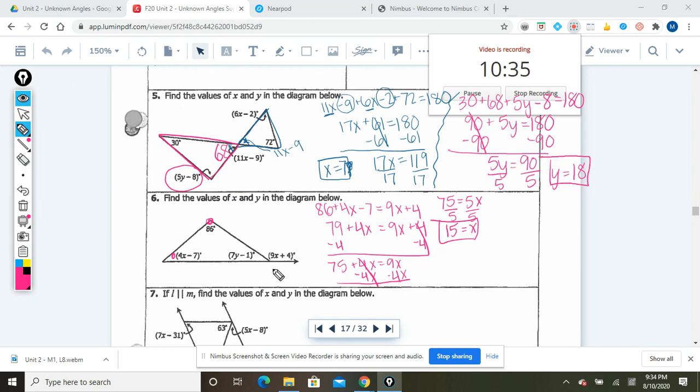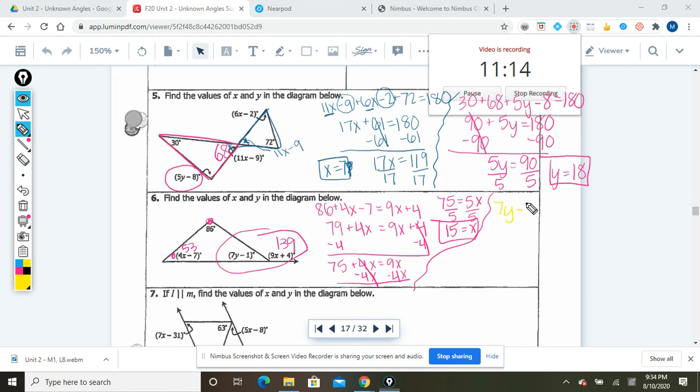And then once I know a variable, I can come back in and plug it in. 4 times 15 is 60. Minus 7 gives me 53. Over here, 9 times 15 is 135. Plus 4 gives me 139. And now I have two options. I can add everybody up in the triangle with this expression to 180 and figure out what it is, or I can add these two up to 180 to figure out what it is. I'm going to add these two and use the linear pair.